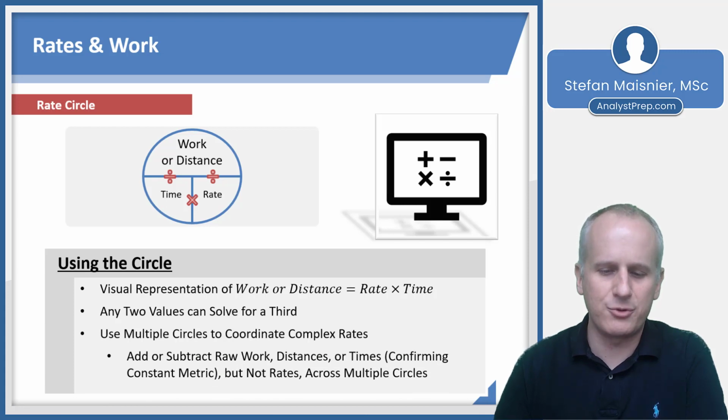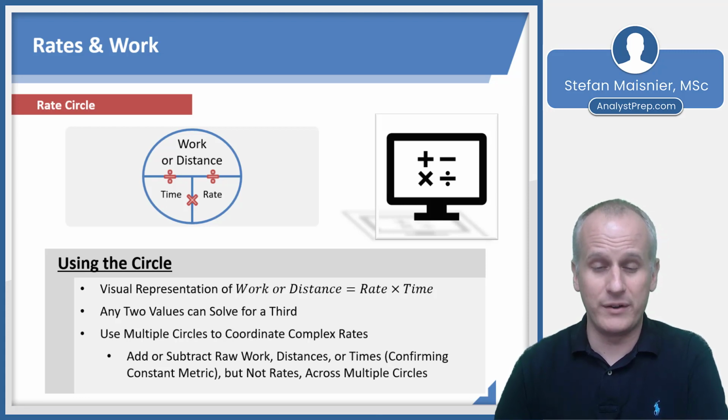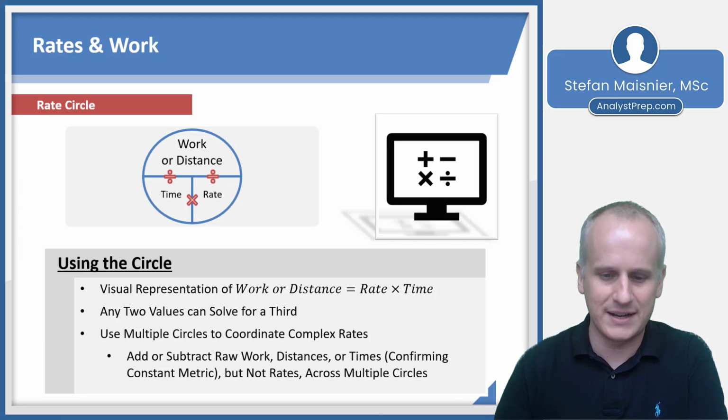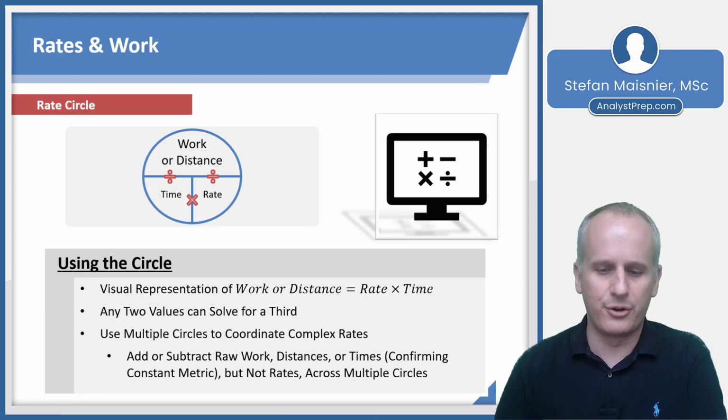And you can add or subtract the raw work, the distances, or the times, provided you have a constant metric. And this is another level of difficulty they can introduce. If one of your rates is in days and the other one's in weeks, well, you've got to make sure that they're all using the same metric of time. But you cannot just work through your rates across multiple circles unless you're combining them, in which case you may be able to add them. So this is a really handy and flexible way to work through some of your more complex rate problems that you might encounter on the Executive Assessment.